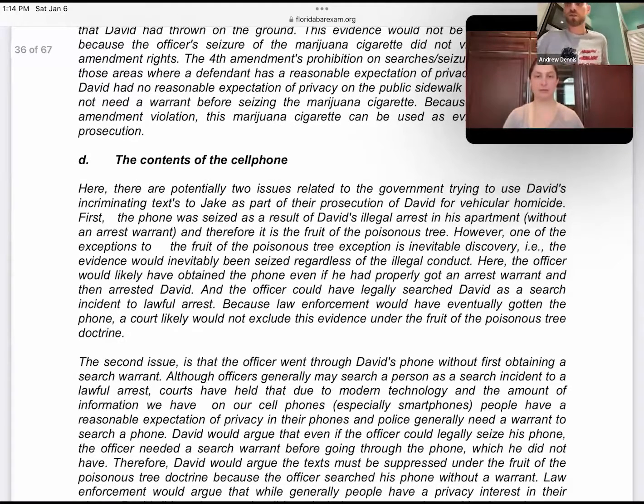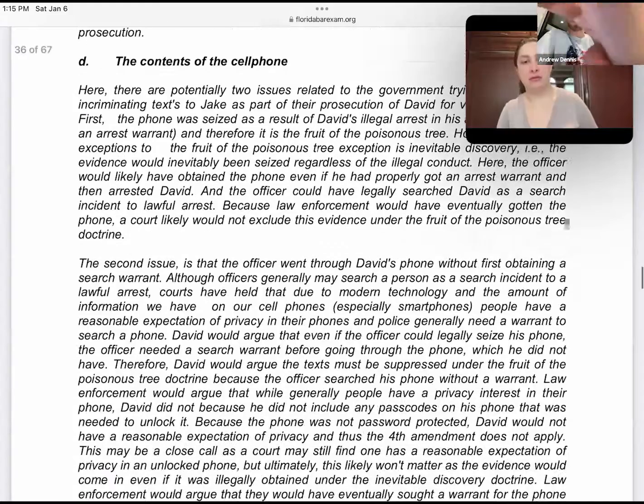So here there are potentially two issues related to the government trying to use David's phone. First, it was seized as a result of David's illegal arrest, and therefore it's fruit of the poisonous tree. However, one exception is the inevitable discovery. They would have inevitably seized it regardless. Here, the officer would likely have obtained it, and that could be excluded on the poisonous tree doctrine.